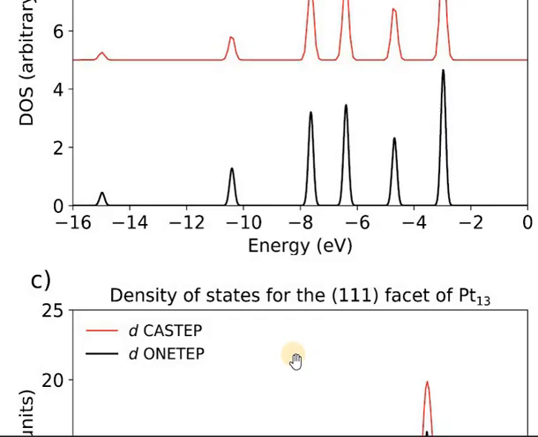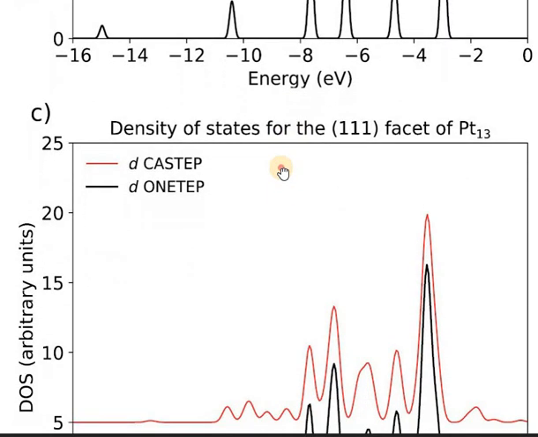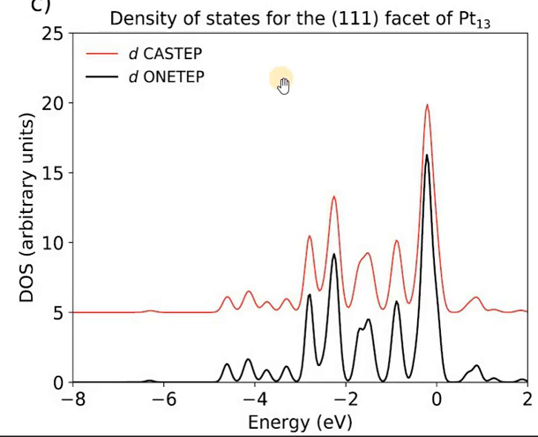Finally, let's look at graph C. So this shows the d orbital contribution to the DOS for the 1-1-1 direction. This is a more complex system, and we see a more intricate DOS. Notice the broad peak, specifically around 0 electron volt. So this is typical for d orbitals in transition metals like platinum, indicating delocalized electron states.